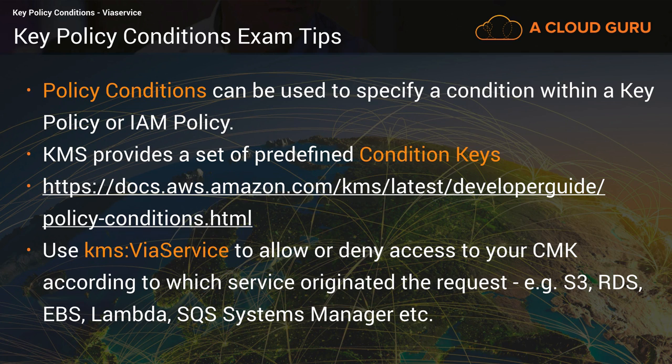So let's move on to our exam tips for key policy conditions. Just remember that policy conditions can be used to specify a condition within a key policy or an IAM policy, and KMS provides a set of predefined condition keys which can only be used in a key policy. If you're interested in finding out more about all the different predefined condition keys, you can take a look in the KMS Developer Guide. But the one that you do need to know for the exam is kms:ViaService, which will allow or deny access to your CMK according to which service originated the request. So for example, S3, RDS, EBS, Lambda, SQS, or Systems Manager, etc.